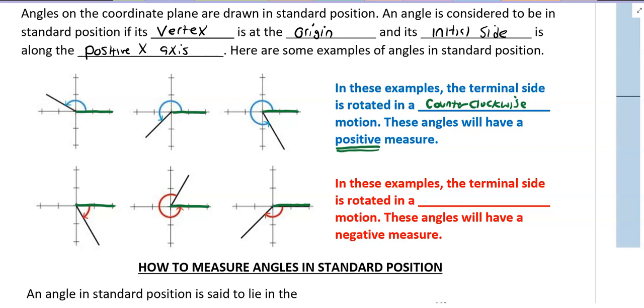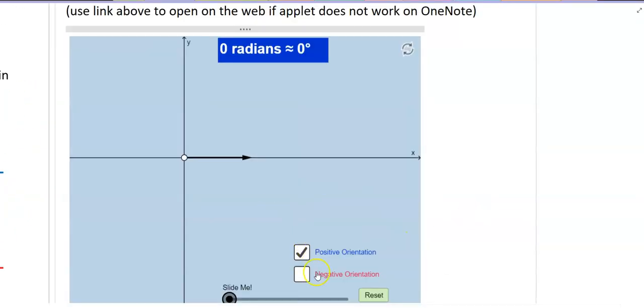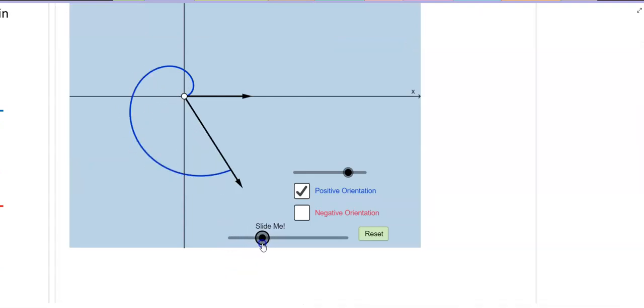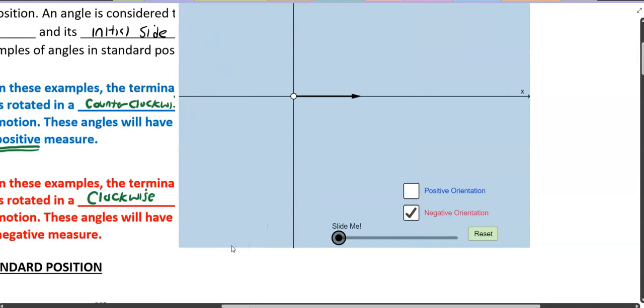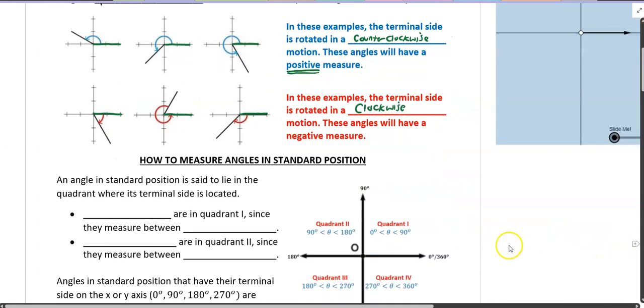But now, what we have to also consider is that angles in standard position can also be rotated in a clockwise motion, and in that example they will have a negative measure. So if you go over to the applet again, notice we have a positive orientation checked off, so when I click slide me, it'll create that angle for us no matter where we are, but notice it's moving in a counterclockwise motion. But if I go to a negative orientation, now look how the angle is being created instead. Okay, so we'll talk about how we measure angles with that in just a few seconds, but keep that in mind when we're measuring positive versus negative angles.